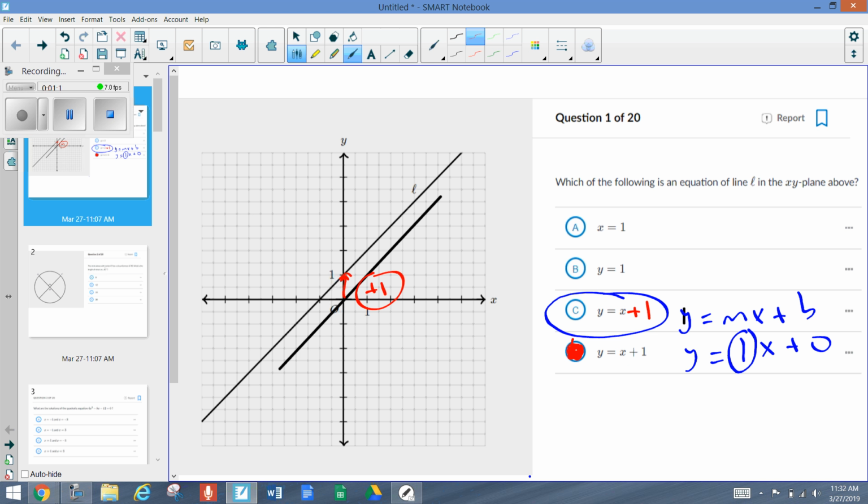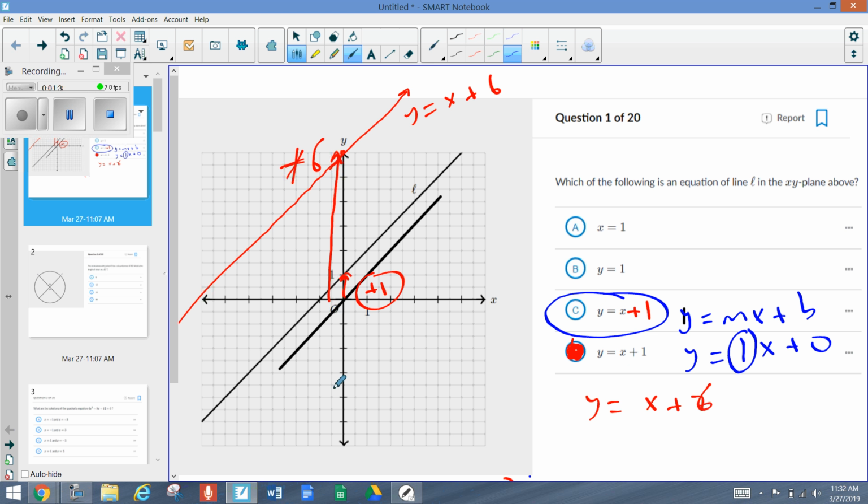Let's say y is equal to x plus 6. Let me draw this one for you. 1, 2, 3, 4, 5, 6. Right here, it's going to go like this, diagonally. It's going to go 1 by 1. We will call this one y is equal to x plus 6 because it went up 6 units, plus 6.